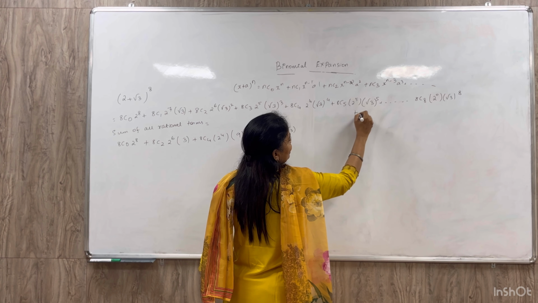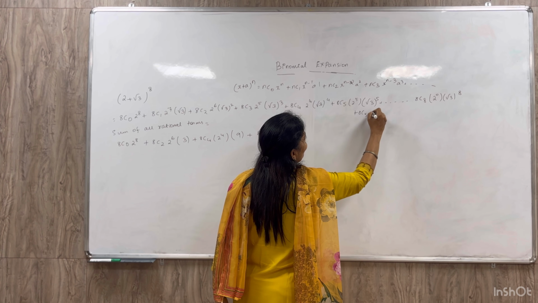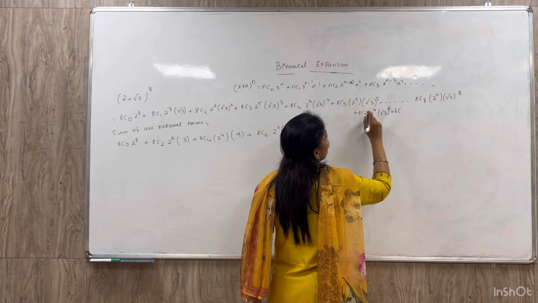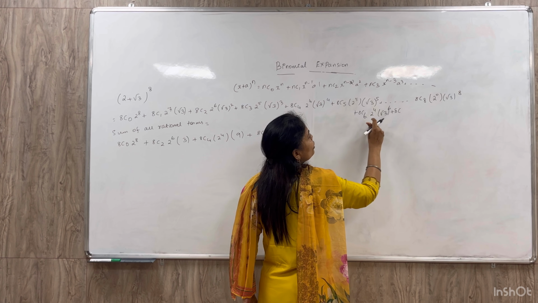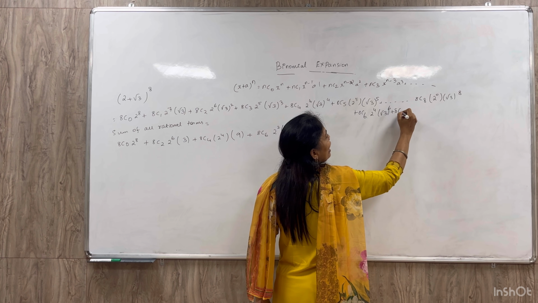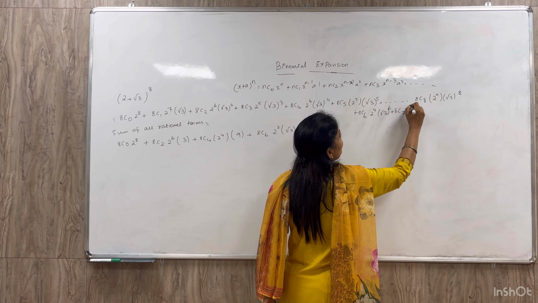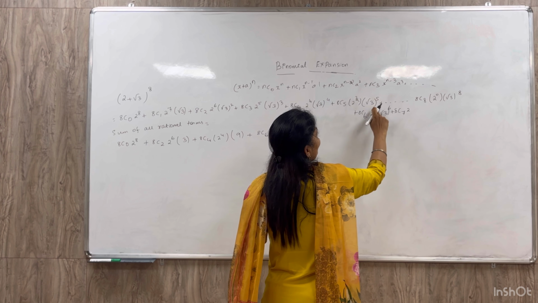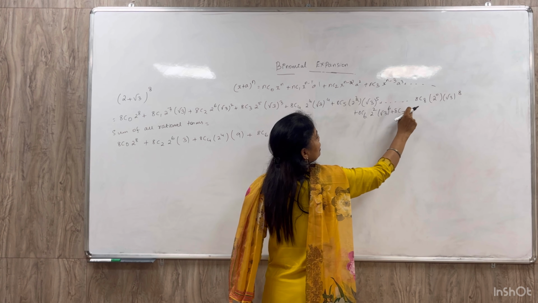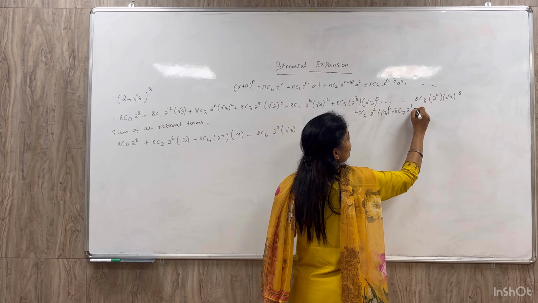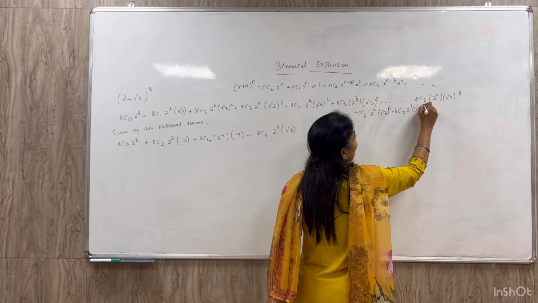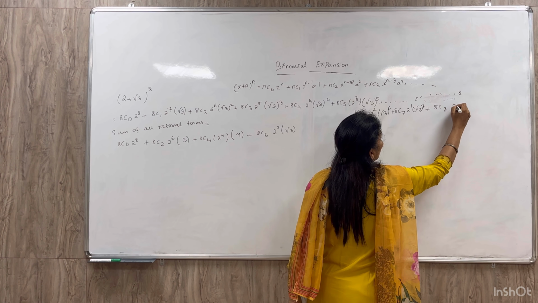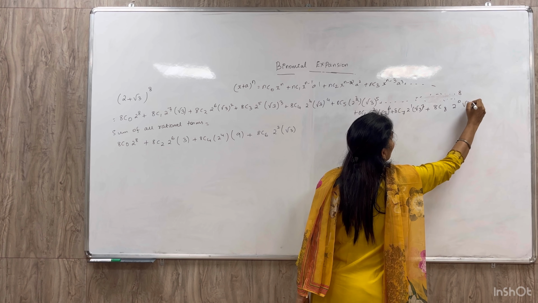So I will write this here: 8C5 2 to the power 4 into root 3 power 6 plus 8C6 2 to the power 4 into root 3 power 6, 8C7 2 to the power 2 power 4, sorry, here 2 power 3, here 2 power 2, this is 2 power 1, next is 2 power 0, root 3 power 7. Next this term will be 8C8 2 to the power 0 root 3 power 8.